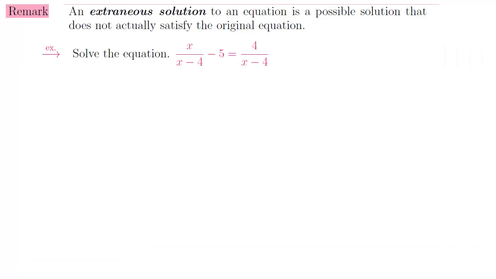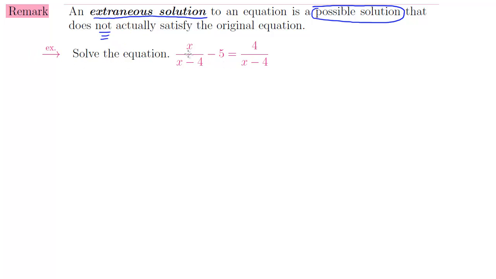Unfortunately, there's a slight stumbling block that we have to be aware of when we're dealing with rational equations and radical equations actually, but we'll worry about that later. There's something called extraneous solutions. An extraneous solution to an equation is a solution or a possible solution that doesn't actually satisfy the original equation. So let's look at an example to help make this more clear.